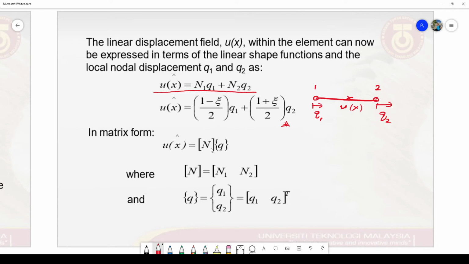But as we can see here, the term u here is still written in the Cartesian coordinate system, where N contains N1 and N2, and q contains the known or calculated displacement at node 1 and node 2.